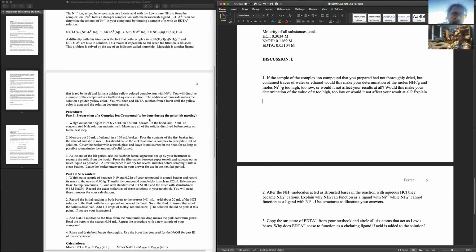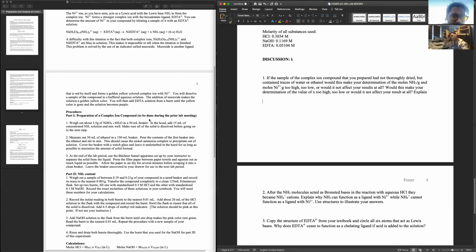Okay. So now they're saying, what if that solid that you make in that second step of part 1 wasn't thoroughly dried, or if it still had some traces of water or ethanol? That means that basically not enough of it has precipitated, we didn't get all of it. So some of it is still in the solution. So that should mean that we should have less of the number of moles of ammonia per gram.